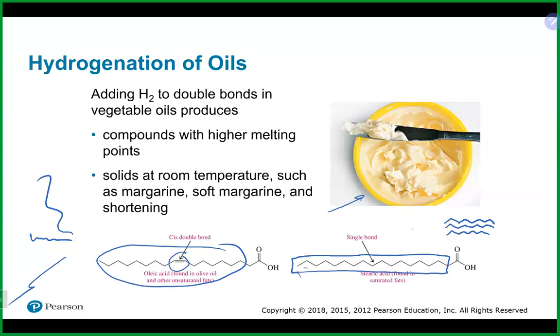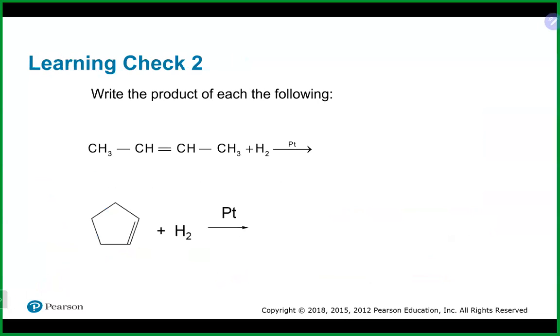You get rid of those double bonds. When you get a bunch of these together, they sit really nicely with each other, and that allows those carbons to interact well with one another through dispersion forces.